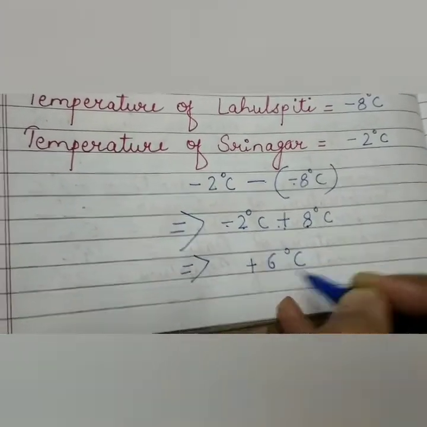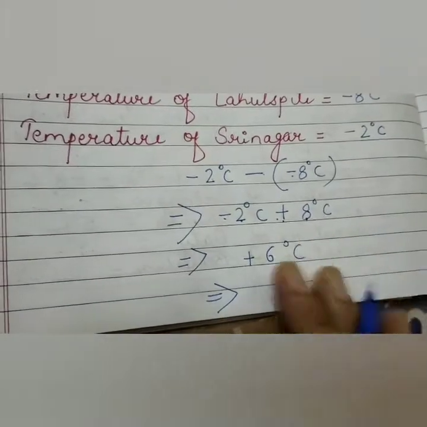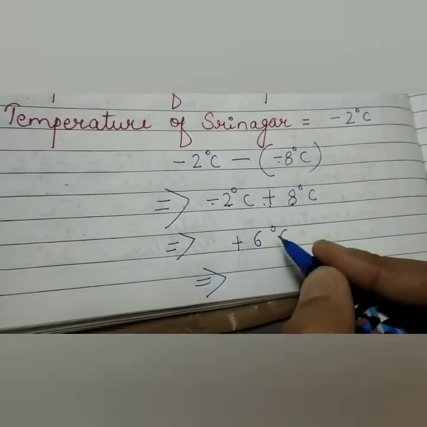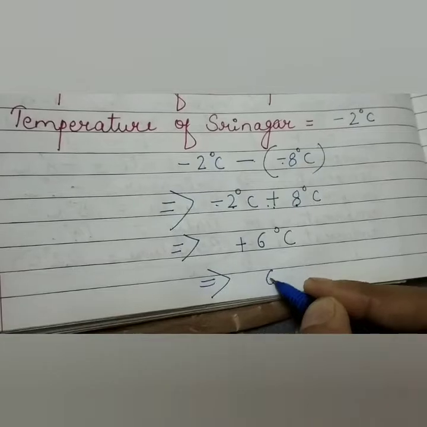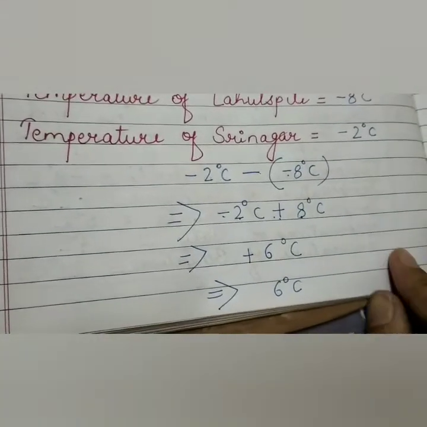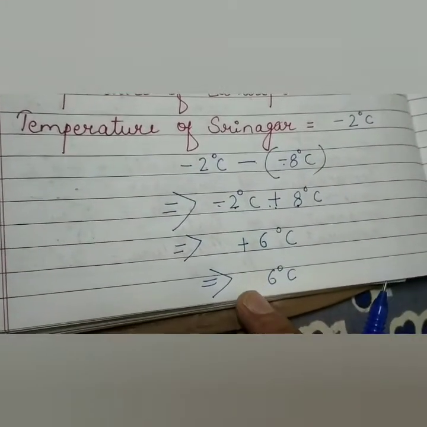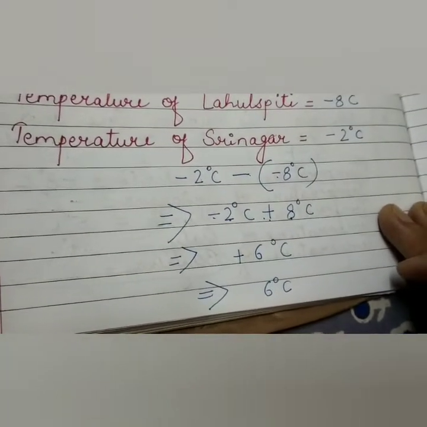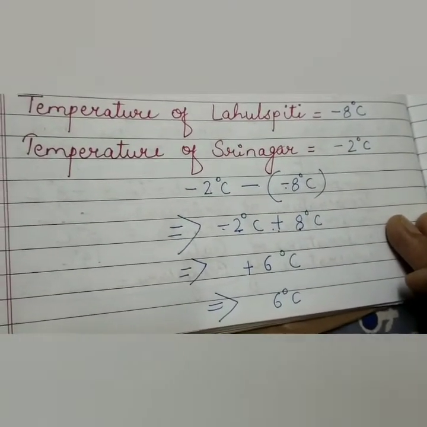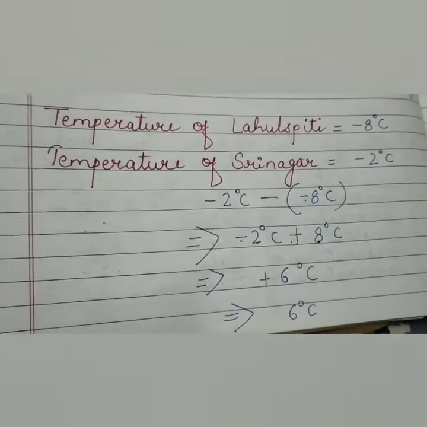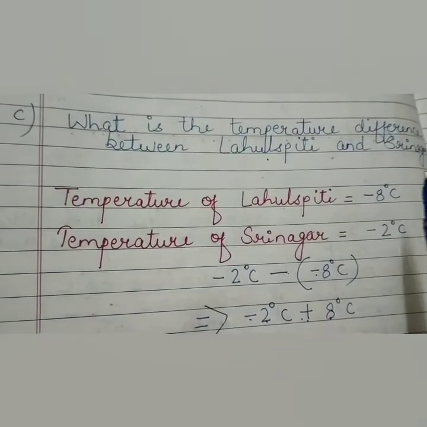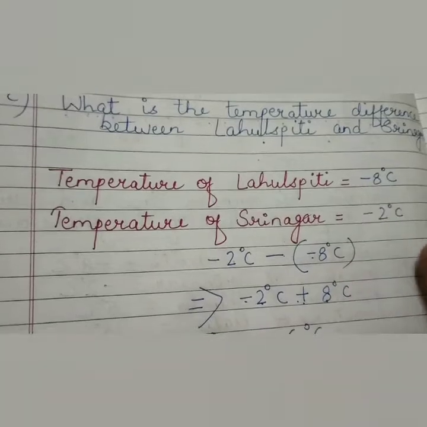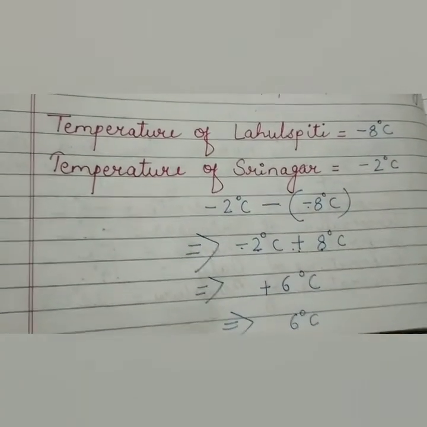6 degrees Celsius. I hope you all know that plus 6 degrees Celsius we can write as 6 degrees Celsius also, because there is no need of writing the plus sign. Okay, but if they have a negative sign in front of it, we have to write that. I hope you all have understood this also. So the temperature difference between Lahaul Spiti and Srinagar is what? 6 degrees Celsius.